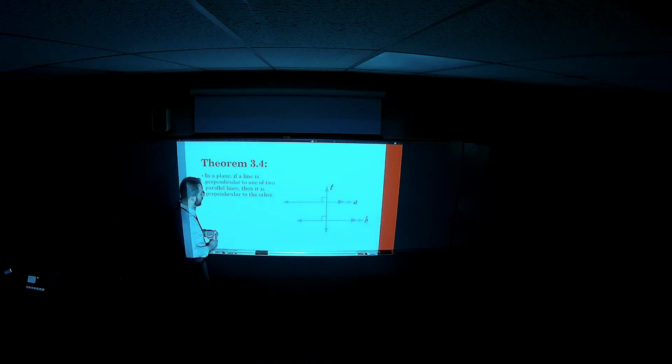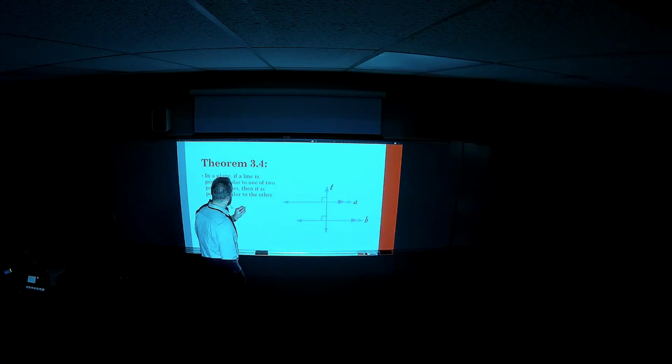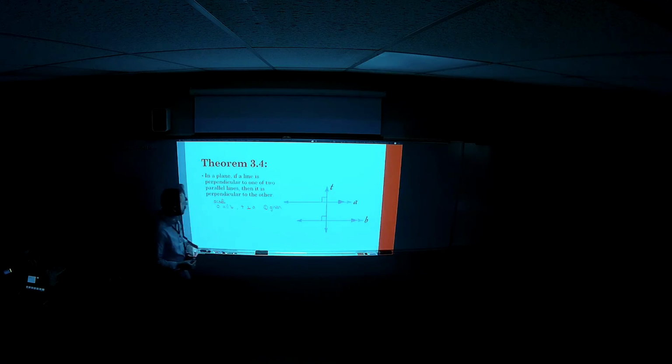So let's start with the given. We're going to do this proof here, and this proof is super short. Okay, line 1, the given. A is parallel to B, and T is perpendicular to A. That is our given. So look at the perpendicular symbol. It's this little upside down T right here. It means perpendicular.